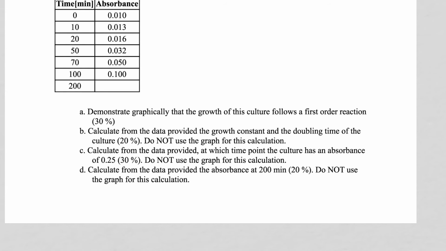Okay, it says here, the third question. Calculate from the data provided. You're not allowed to use the graph in this case, so you have to use these data. Calculate from the data provided at which time point the culture has an absorbance of 0.25. Can we already make a prediction? It must be between 20 and 50. You're absolutely right. So here is sort of the reality check. We predict from the data here that it must be between 20 and 50 minutes.